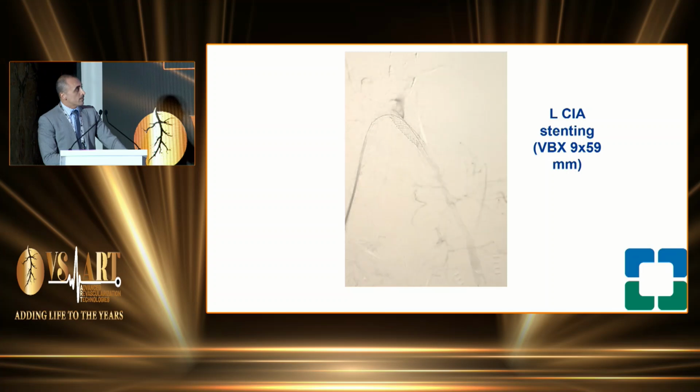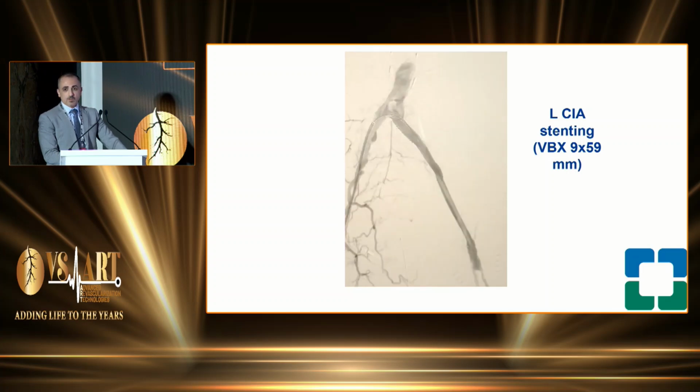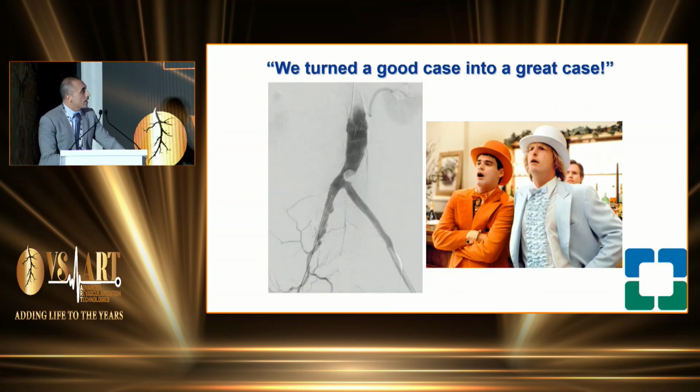However, if you see at the bifurcation, now you see something new that wasn't there. And this is how we looked with the team. It's like, what's happening there? And as my mentor used to say, we turned a good case into a great case. So now we have a dissection that's contained in the bifurcation of the artery. Decided to do a kissing stent to exclude it.